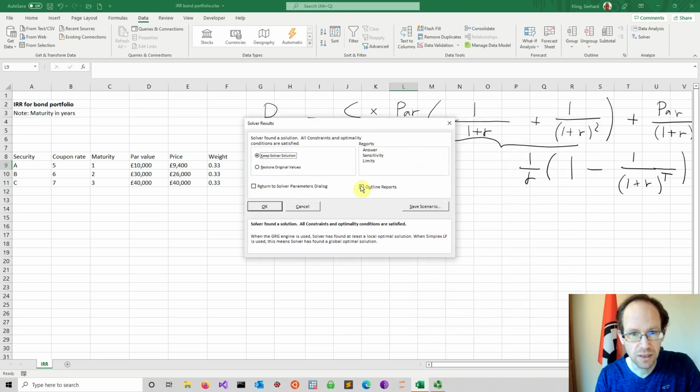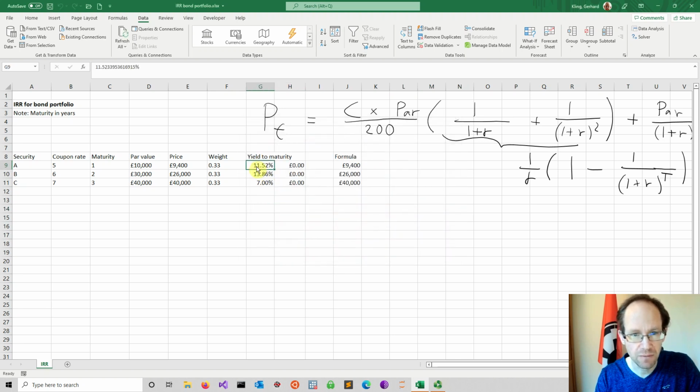In this particular case, you see that the solver found a solution, and you just say OK. And now we have our result here, 11.52, and you see that this term vanishes, is equal to 0, and our formula gives exactly the current price. So this is how we have derived the yield to maturity in Excel.